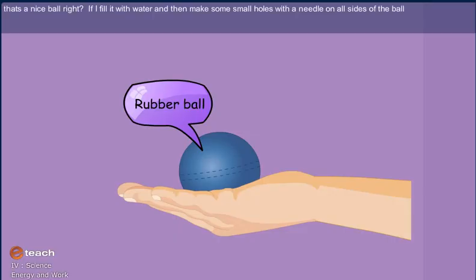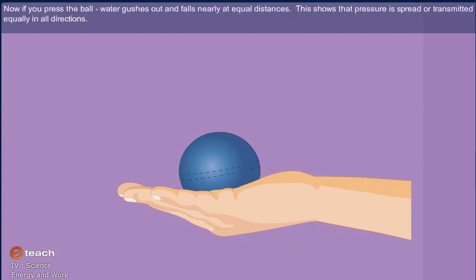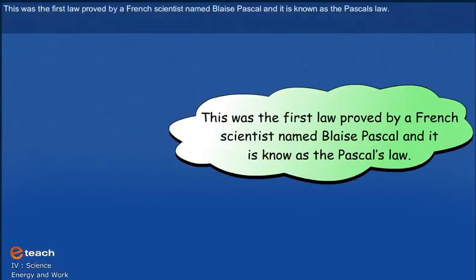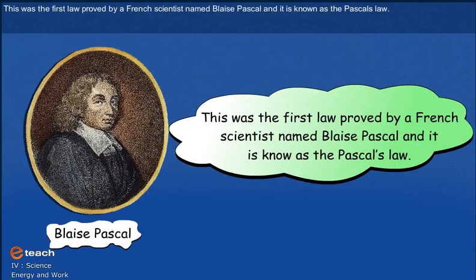That's a nice ball, right? If I fill it with water and then make some small holes with a needle on all sides of the ball, now if you press the ball, water gushes out and falls nearly at equal distances. This shows that pressure is spread or transmitted equally in all directions. This was the first law proved by a French scientist named Blaise Pascal, and it is known as Pascal's law. We are going to be learning so much more as we grow up.